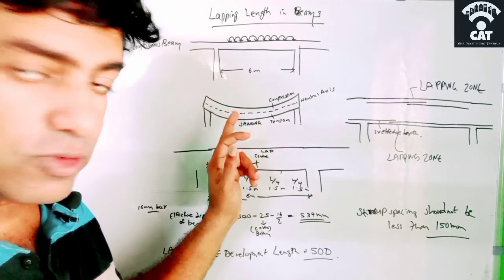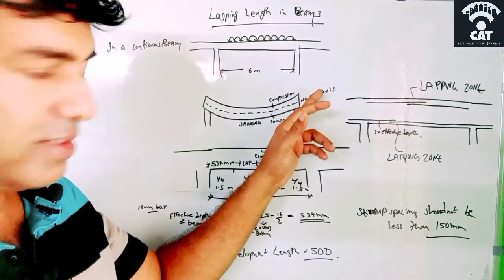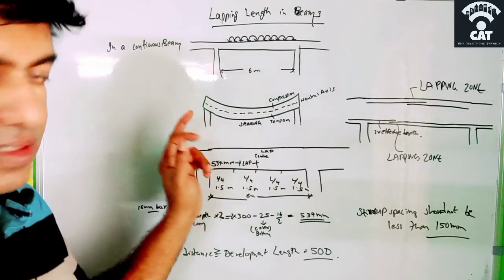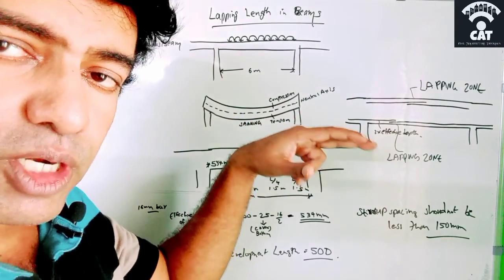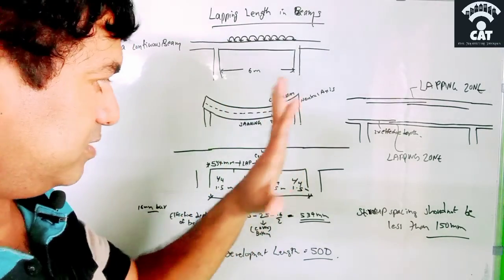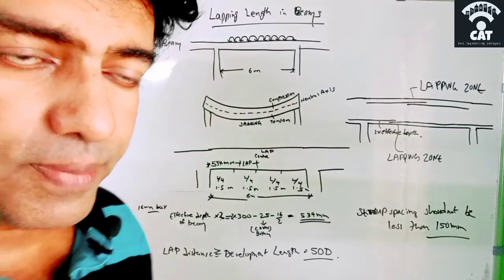So this is the positive bending moment, and here it is the negative bending moment, and the central part is the neutral axis. This is how the load distribution will be when a uniformly distributed load is acting on it. So where do we need to provide the lapping?